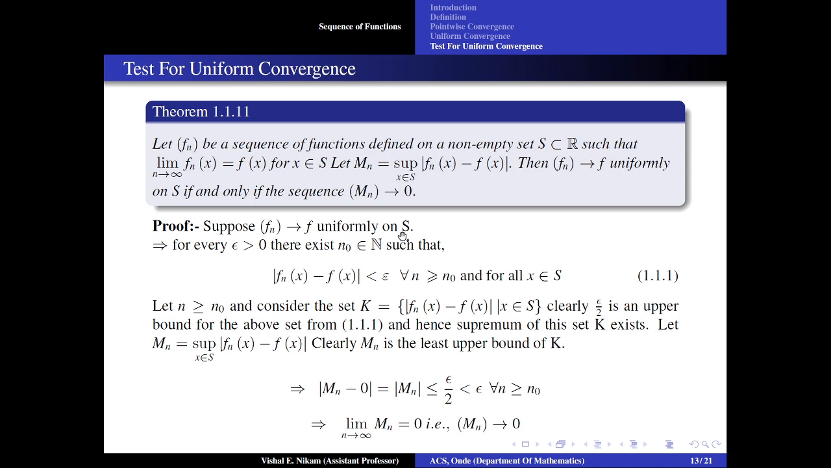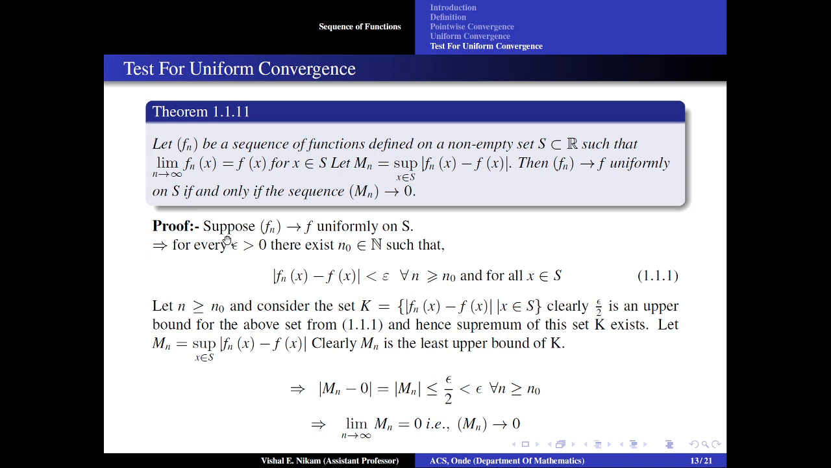Now this is a very important test for uniform convergence. Let fn be a sequence of functions defined on a non-empty set S, which is a subset of R, such that the limit as n tends to infinity of fn of x is equal to f of x for x belonging to S, and define a sequence Mn equal to the supremum over x belonging to S of mod fn of x minus f of x. Then fn converges to f uniformly on S if and only if the sequence Mn tends to 0.